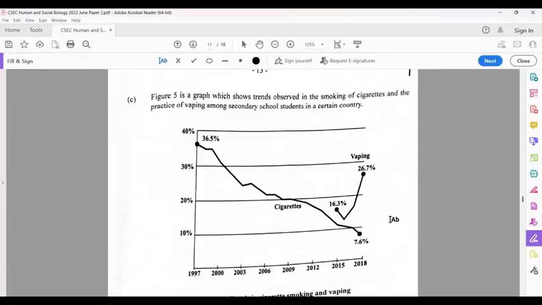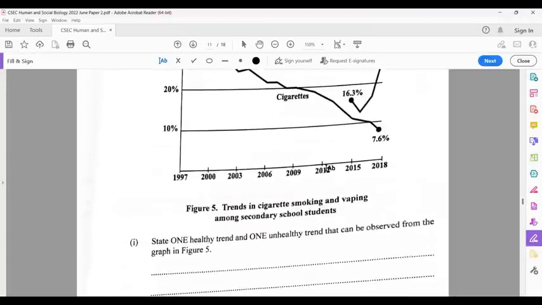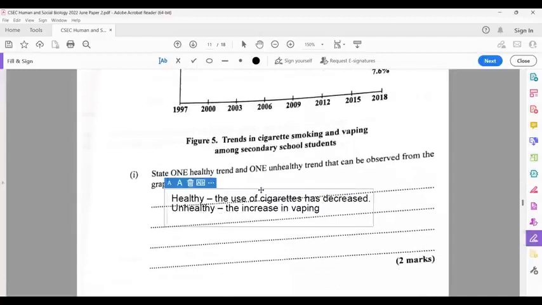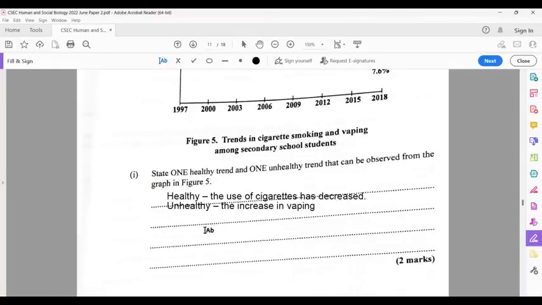Figure 5 is a graph which shows trends observed in the smoking of cigarettes and the practice of vaping among secondary school students in a certain country. State one healthy trend and one unhealthy trend that can be observed from the graph in figure 5. Well, you see cigarettes going down, that's a good thing. So that's the healthy trend. But vaping going up, vaping jumped up drastically in a short space of time. That means it was hyped in society, and which caused it to go up very, very quickly. In a matter of about 3 years, it jumped up to about 26%. So you could just identify which one is your healthy and which one is your unhealthy, and write them there. 2 marks, 1 mark for the healthy and 1 mark for the unhealthy trend.